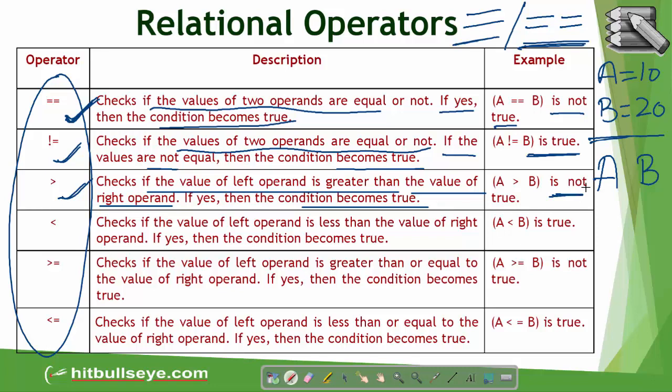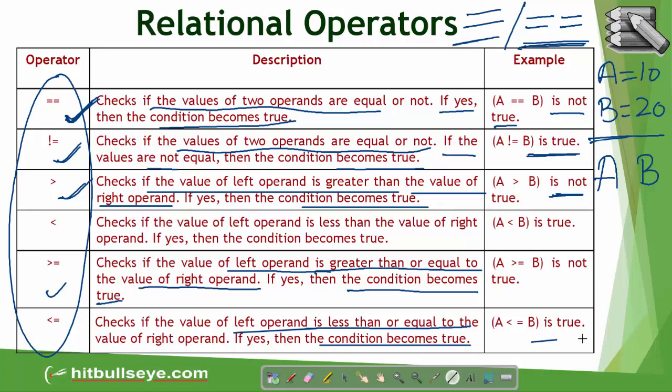Similarly with the less than operator, the greater than or equal to operator, or the less than or equal to operator, right? This operator checks if the value of the left operand is greater than or equal to the value of the right operand. If yes, then the condition becomes true. Similarly, the less than or equal to operator checks if the value of the left operand is less than or equal to the value of the right operand. If yes, then the condition becomes true. Here the condition becomes true and here the condition becomes false.